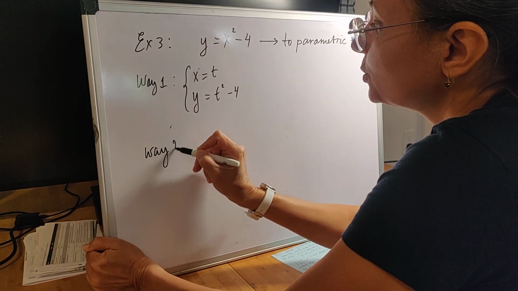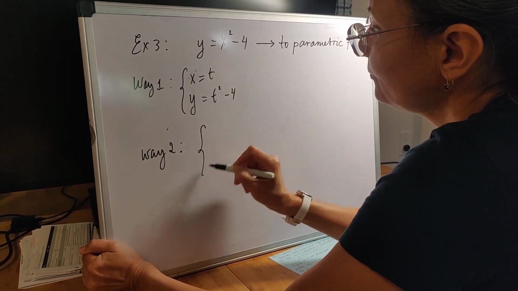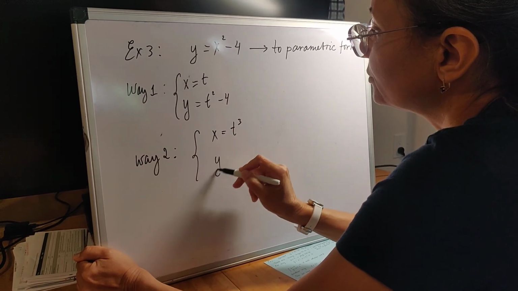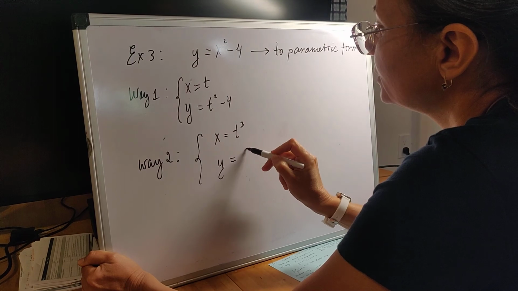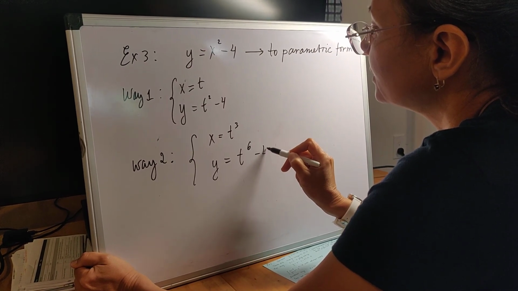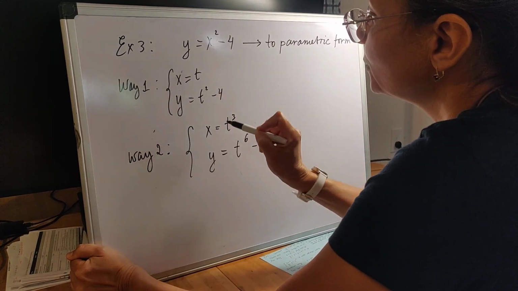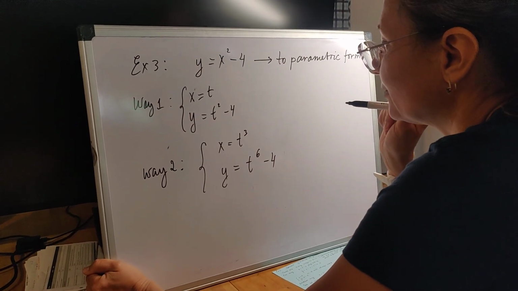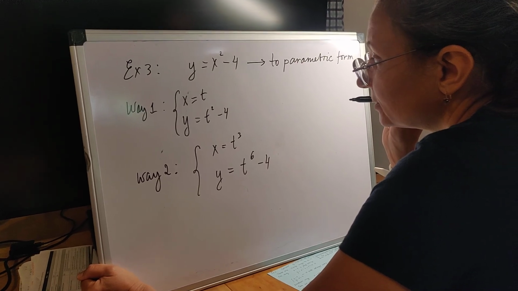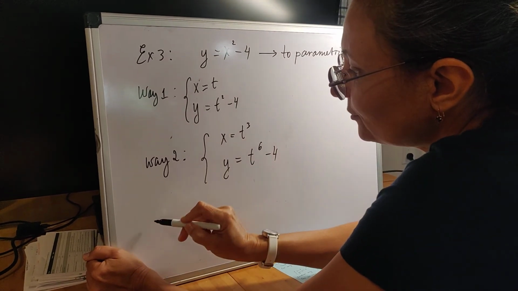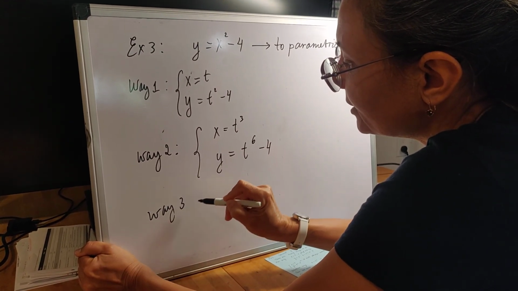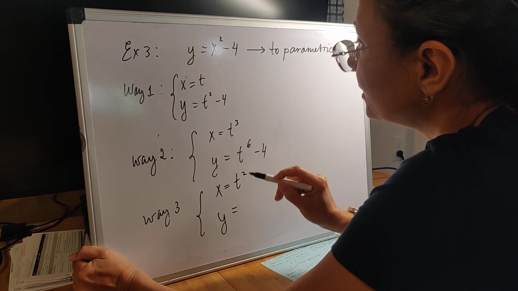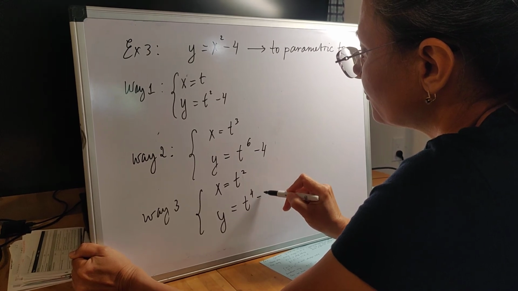Way number 2. I'm going to set up x equals t cubed. Then what is going to be y? If I plug in t cubed here, it's going to be t to the power of 6 minus 4, right? Square and cube are going to multiply and give me 6, power into the power. So another way to do parametrization. Works also well. Can I do parametrization this way? Way number 3. Can I set up x equals t squared and y equals t to the power of 4 minus 4?